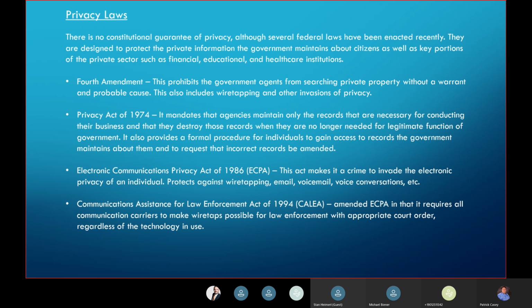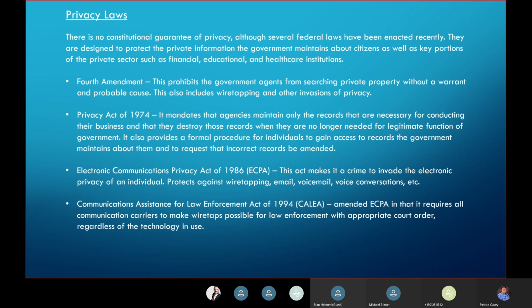The Privacy Act of 1974 mandates that agencies maintain only the records that are necessary for conducting their businesses, and that they destroy those records when they are no longer needed for the legitimate functions of government. It also provides a formal procedure for individuals to gain access to records the government maintains about them and to request that inaccurate records be amended.